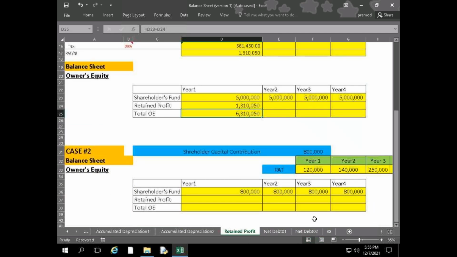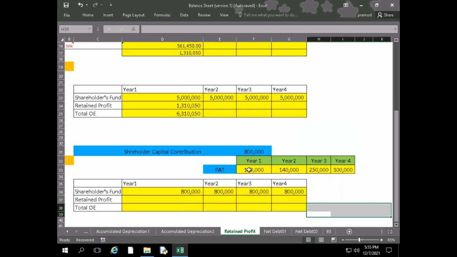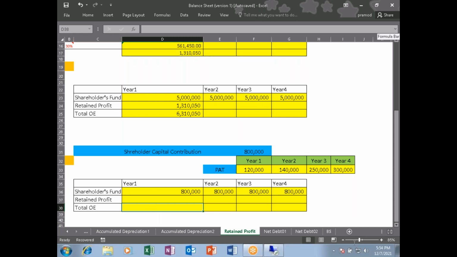In the second case, I will only give you random amounts, one default amount: 1,20,000, 1,40,000, 2,50,000, and 3,00,000. Think this is my PAT. So shareholder funds, I am giving 8,00,000. Find out retained profit, find out your total owners' equity. You know retained profit is nothing but your PAT. Total owner's equity is nothing but the sum of these two. Understood?